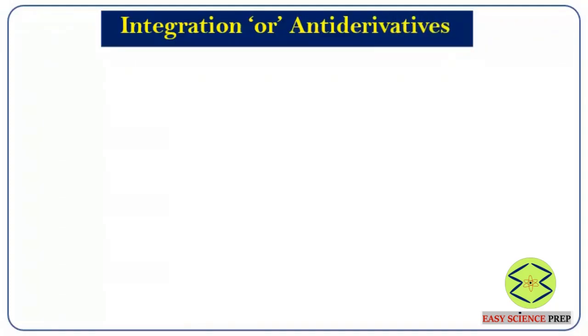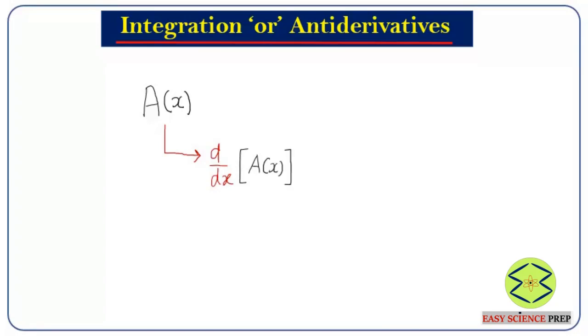Integration or antiderivatives. The basic idea is to understand how integration is opposite to that of the derivative. If you take any function a of x, then you find the derivative of this function as d by dx of a of x. Once you find the derivative, you get another function, let me call it function b of x. So the derivative of the given function a of x gives you another function called b of x.